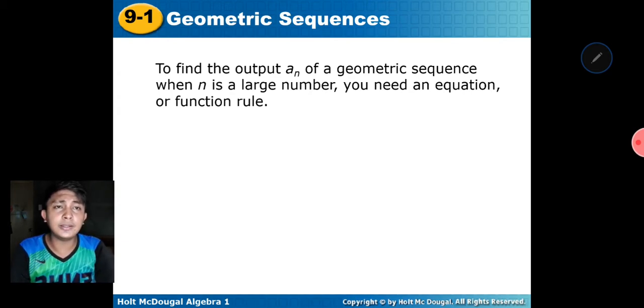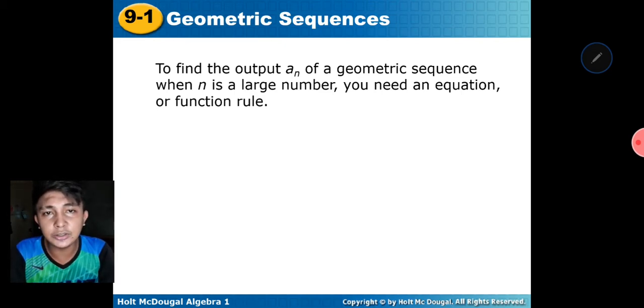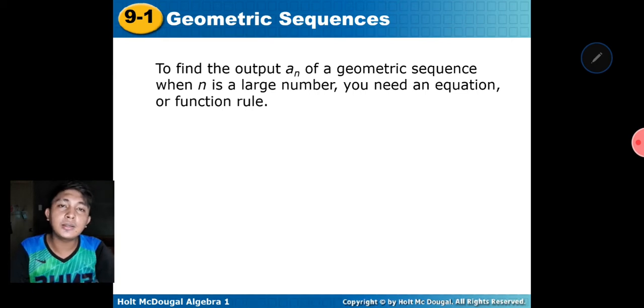Okay, to find what if malaki yung ating number at hindi mahirapan tayong maglista at kung iisa-isahin lang natin. So kailangan natin ng equation or a function rule. Katulad rin ng ating arithmetic sequence na may rule to find the nth term, that is a sub n is equal to a sub 1 plus n minus 1 times d. So meron din tayo sa geometric sequence.